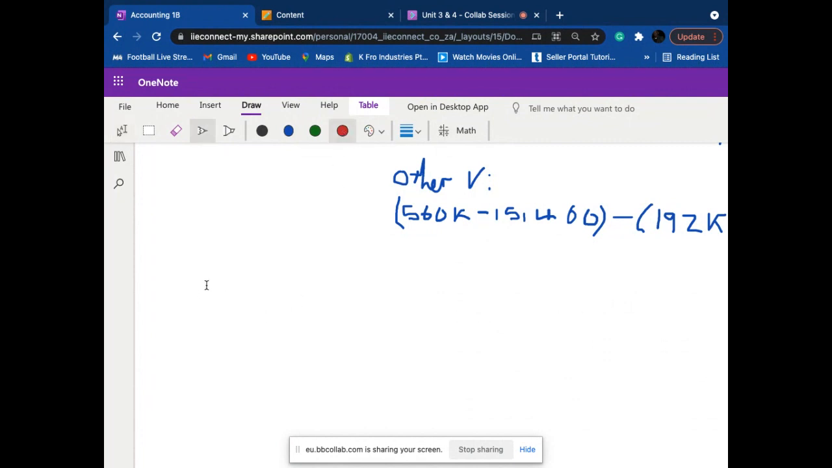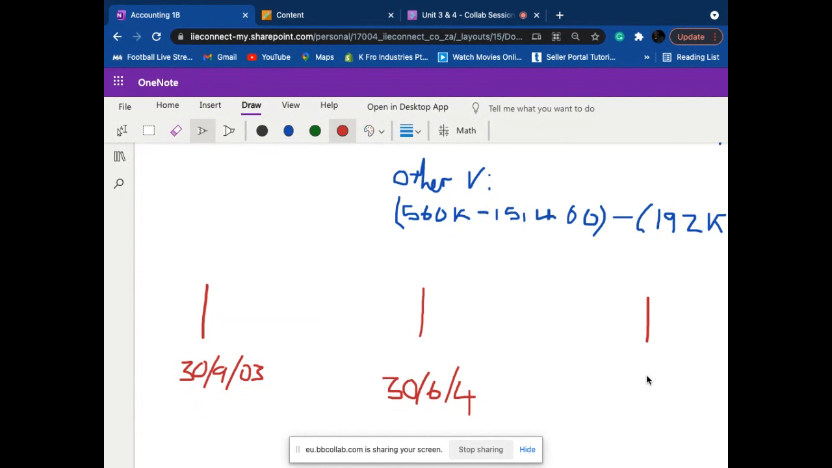This time I'll do it in red. So we're saying, when did we buy this thing? 30 September 03. And then we know the first financial year after that would be 30 June 2004. And we know we're doing this for 30 June.